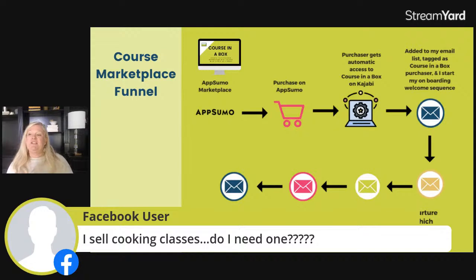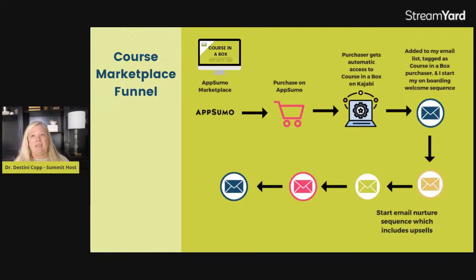What is AppSumo's commission? That is a great question. It depends on whether they come in through my own affiliate link or theirs. I don't remember exactly what the breakout is, they've changed it recently. I want to say if they come in through my affiliate link, I get 95% commission, which is huge, right? And if they come in through Course in a Box, I want to say it's 50%, but I need to go back and look at it because they just changed their terms there. But that is an excellent question.